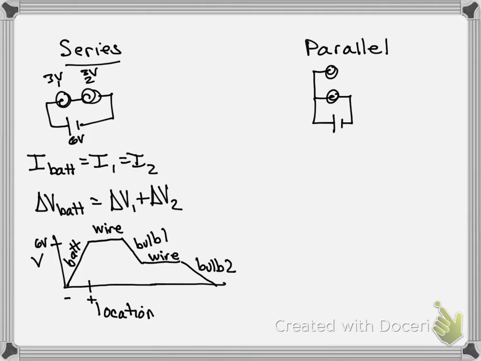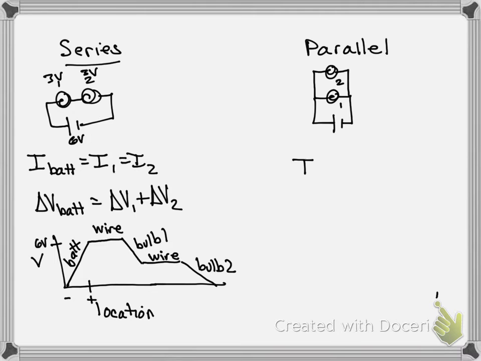So one current, but the electric potential difference across the battery is not the same as through each bulb. And this is only true that it'd be 3 volts and 3 volts for each bulb if they're identical. If they were different, then maybe you lose 4 volts in one and 2 in the next, or 5 in one, or any combination that gets you to 6.